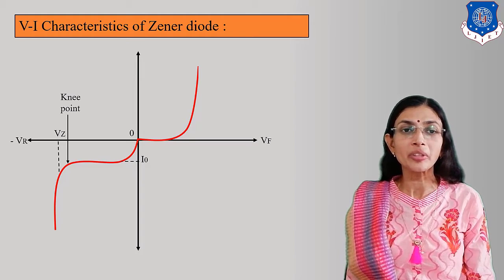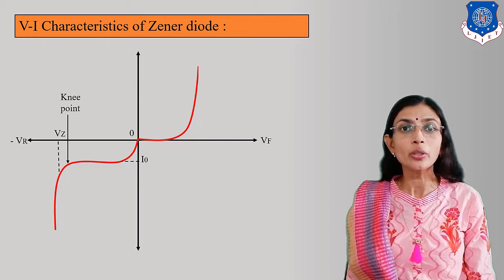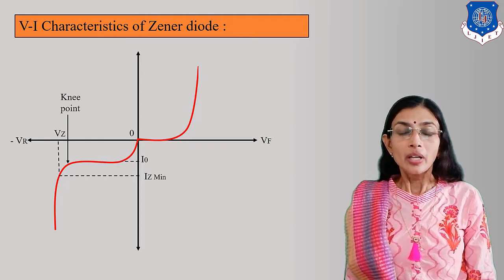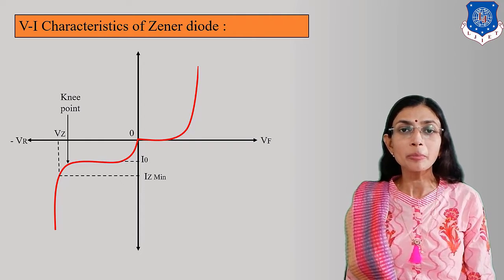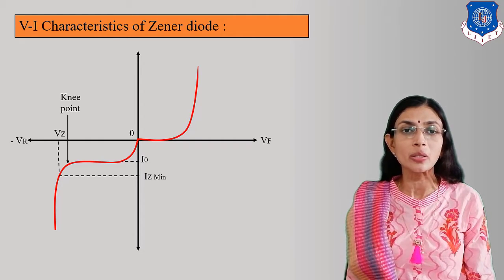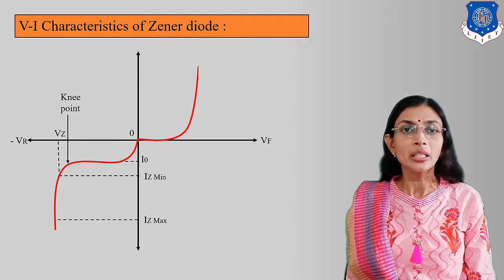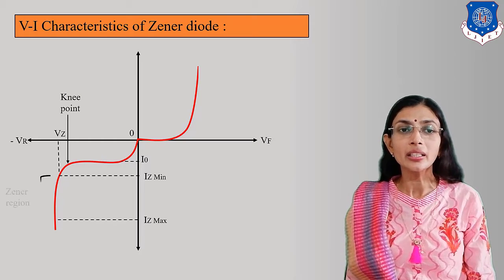Then after that we will get the minimum value of Zener current, that is denoted by Iz minimum, and similarly after breakdown we will get the maximum Zener current, that is known as Iz maximum. So the region between Iz minimum and Iz maximum is known as the Zener region.